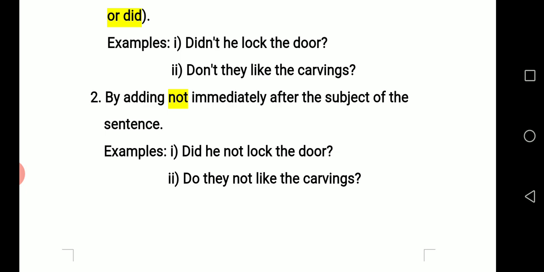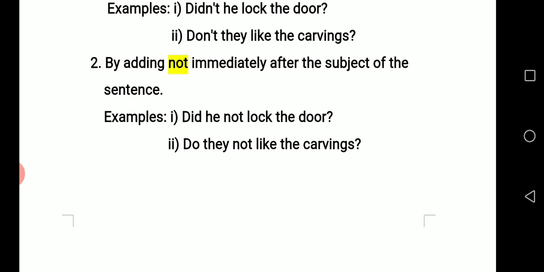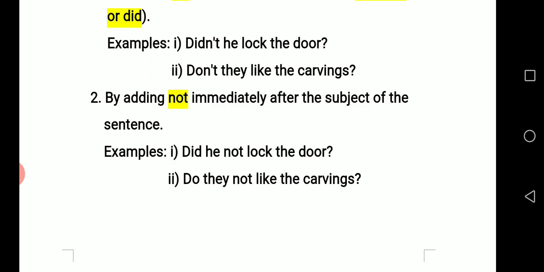Did he not lock the door? When you use the full form, it must come after the subject. But when you use the contracted form, it will come after the auxiliary. Did he not lock the door? Do they not like the carvings? So these are the ways by which we make negative questions.